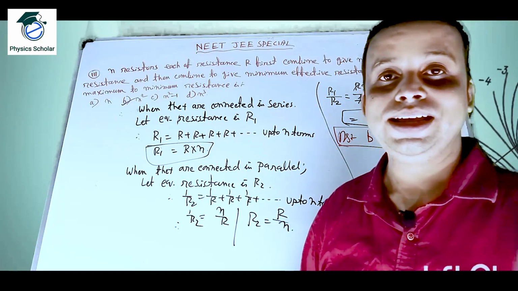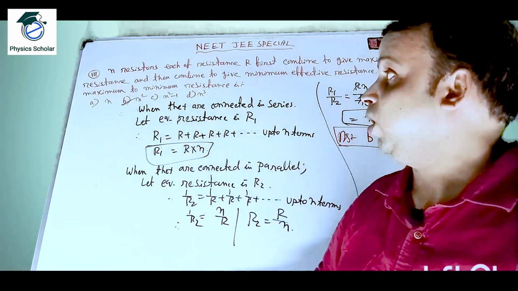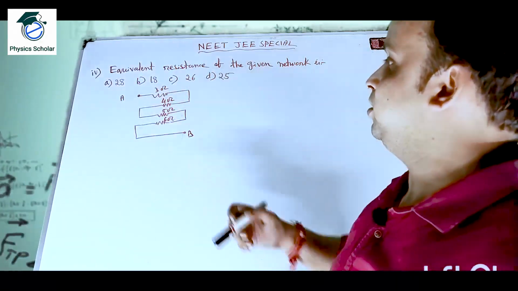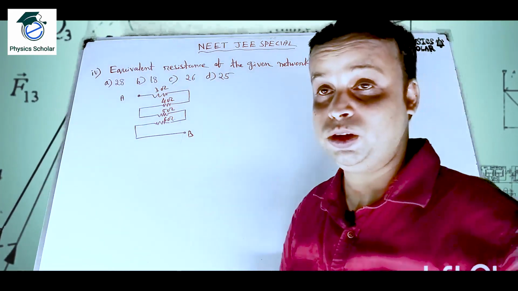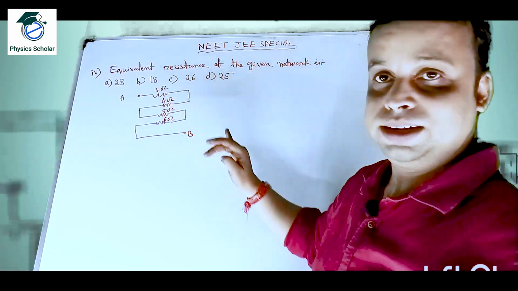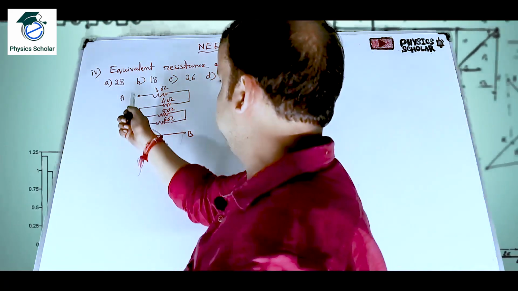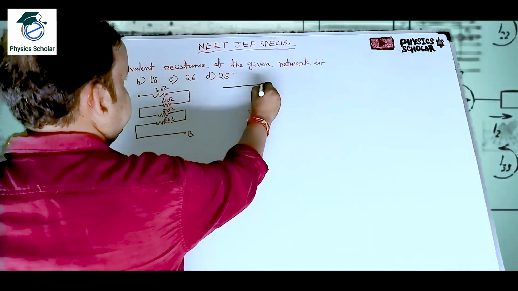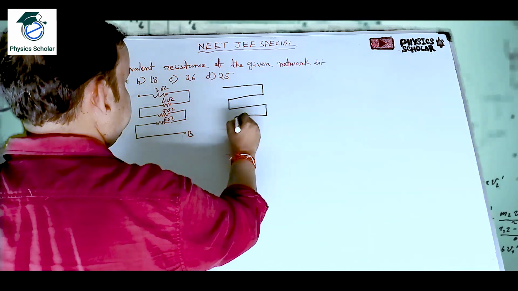Now without further delay, let us move to question number 4 for today's episode. So students, here is problem number 4. Another circuit is given and the resistances are given. We have to find the equivalent resistance between A and B. So this is the circuit actually.